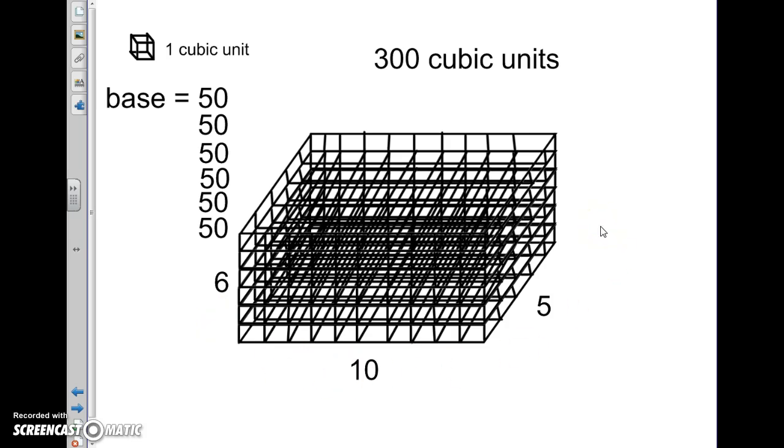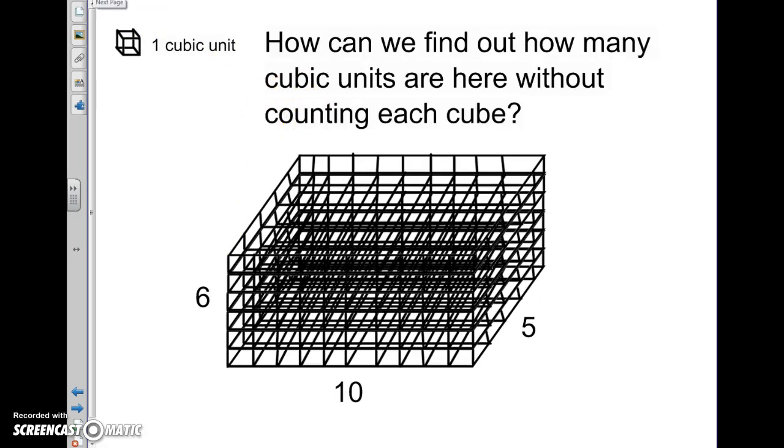All right, so what I want you to do before we go is take a look at this. 300 cubic units, and think, is there any connection or any pattern, any observation that you make about these 3 numbers here, the 6, the 10, and the 5, the length, the width, and the height, that could possibly be related to the total volume of this rectangular prism of 300 cubic units.